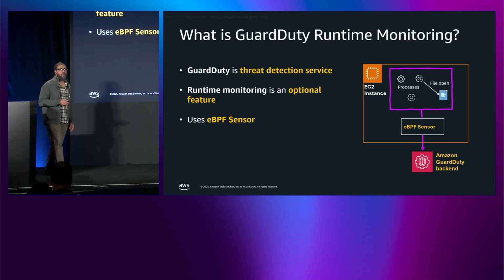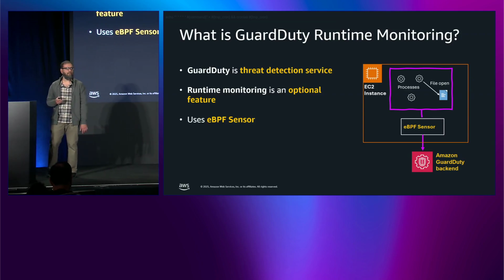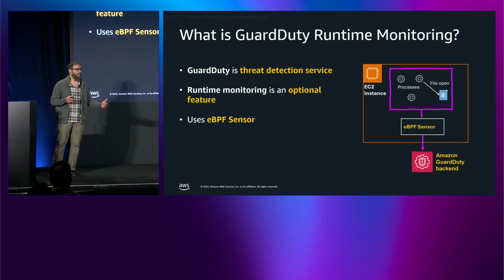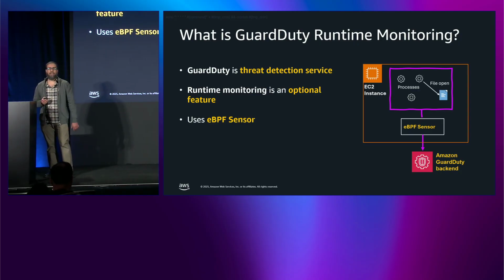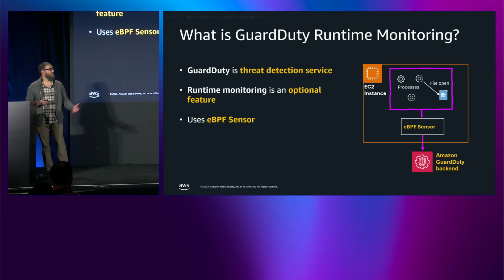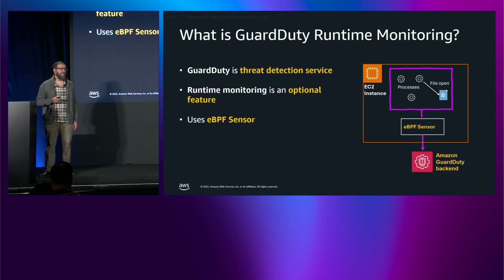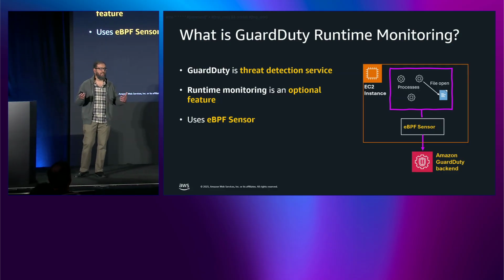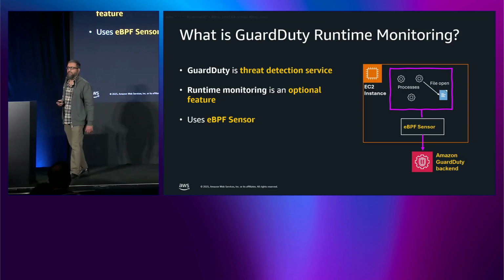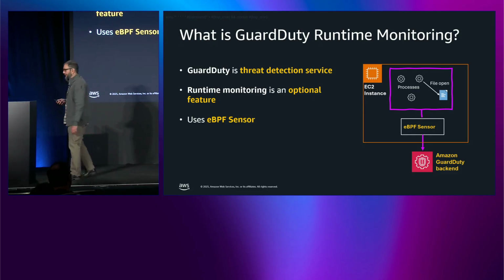For those of you who don't know what GuardDuty is, it is a threat detection service that monitors various log sources in your AWS account, such as CloudTrail logs and VPC flow logs, and applies machine learning and detection rules to detect threats in real time. And what is GuardDuty runtime monitoring? It's an optional runtime monitoring solution offered by GuardDuty. It involves deploying an eBPF agent to your AWS compute workloads, such as EC2 instances. The eBPF agent gathers various operating system level events and sends those back to the GuardDuty backend for monitoring and threat detection.